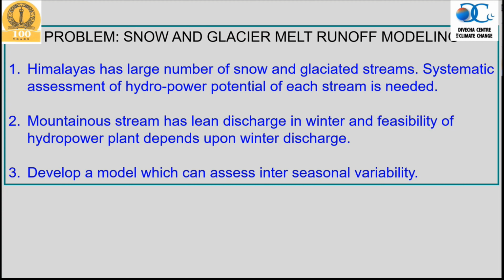Then, a mountain stream has lean discharge in winter, and the feasibility of a hydropower plant depends upon winter discharge, because you invest a lot of money. So what is the winter discharge of the stream? As the monsoon comes, there is a huge amount of water, so most power plants will run properly in the monsoon, but winter was difficult. So they wanted to know the discharge in winter, and therefore they wanted a model which can assess inter-seasonal variability in stream discharge.